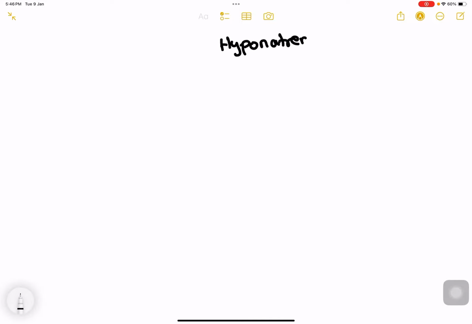Hyponatremia. So there's a chart in Toronto notes. So we need to learn that chart by heart. So let's do that. There are three basic causes of hyponatremia. Number one is hypoosmolar.